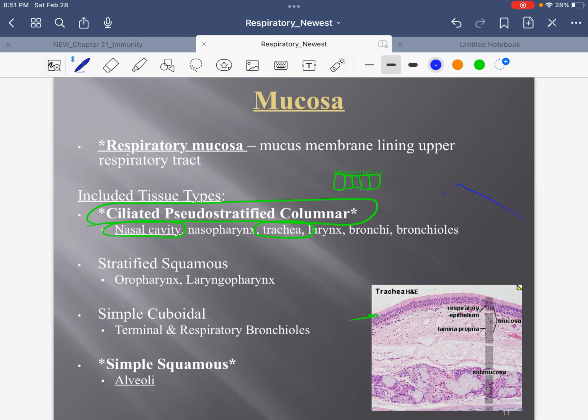And the second tissue type of the respiratory lining that I want to point out is simple squamous epithelium. These are both epithelial tissues. One place where we have simple squamous is in the alveoli of lungs.